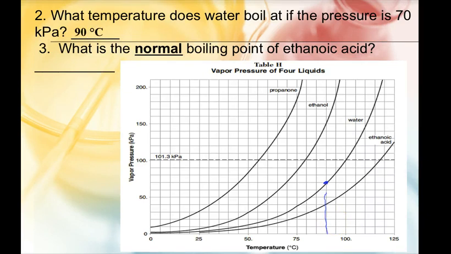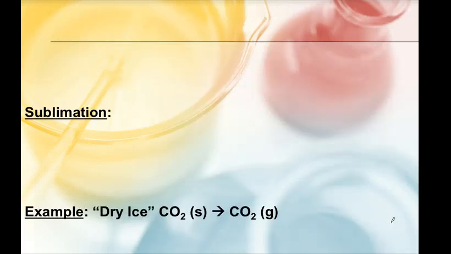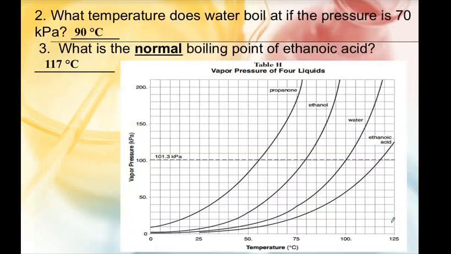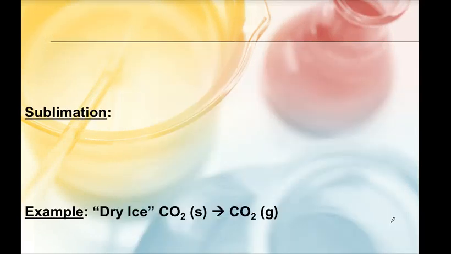Now, number 3, we talked about the normal boiling point of a liquid, and that is simply the boiling point where the two lines meet, where the dashed line meets the line for the substance. So for ethanoic acid, we said that its normal boiling point would be this here. You drop down here, and it's going to be about 117 degrees Celsius. And those are really just the 3 main questions that they give you: the normal boiling point, the boiling point at a different pressure, and then what would the vapor pressure be at a specific temperature. And that is, I believe, it for vapor pressure. Let's just move on to this.